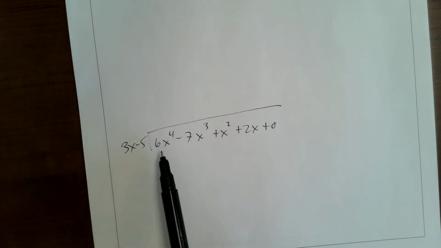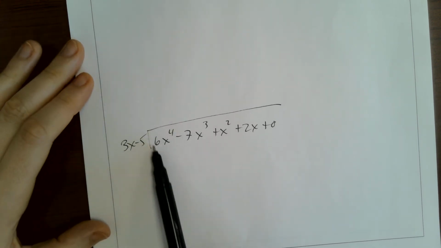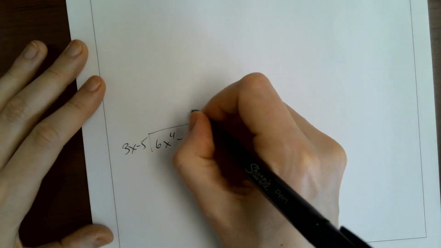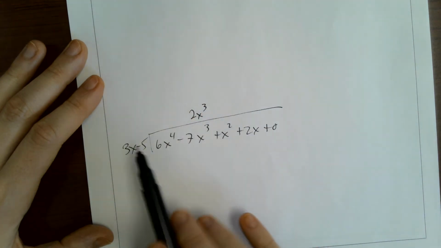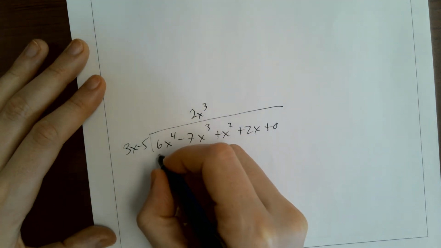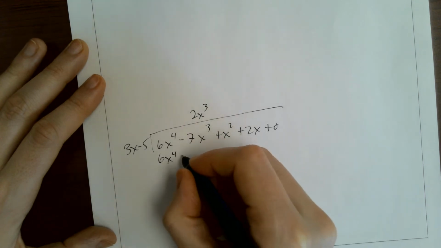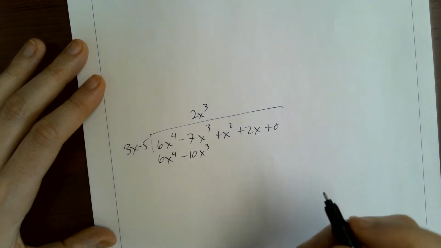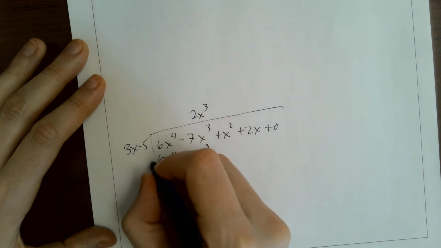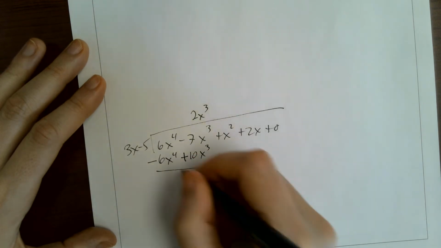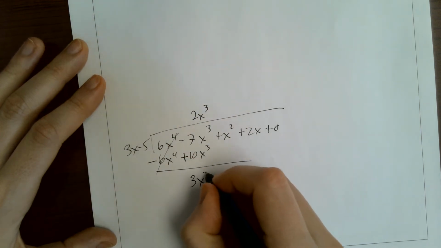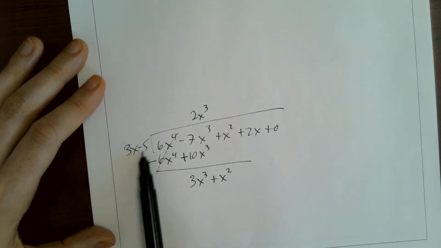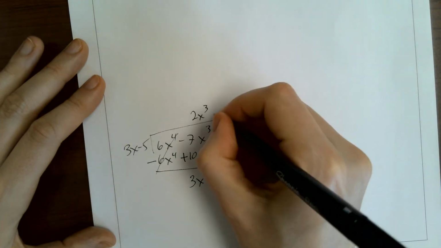Okay, so 6x to the 4th divided by 3x is 2x to the 3rd. And then you multiply, so that's 6x to the 4th minus 10x to the 3rd. Okay, and then you gotta subtract. So I'll distribute the negative so that just the signs change. Those cancel. 3x to the 3rd. Bring down the next one. 3x to the 3rd divided by 3x is x squared.